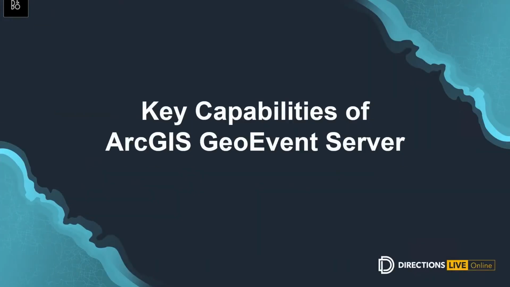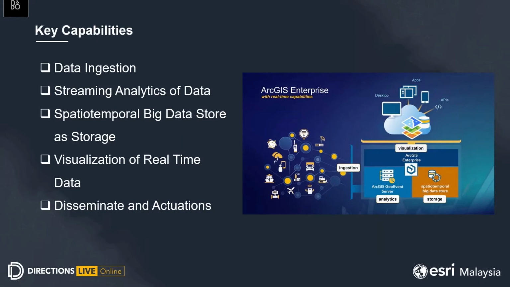So with real-time capabilities, there is a lot that ArcGIS Enterprise and GeoEvent can offer. GeoEvent Server is a functional role that brings real-time GIS to ArcGIS Enterprise and is divided into 5 key capabilities. The first one is data ingestion, and we have streaming analytics of data. The third one is the spatiotemporal big data store as storage. We also have visualization of real-time data, and the last one is dissemination and actuation.